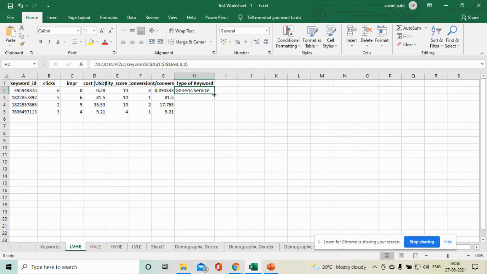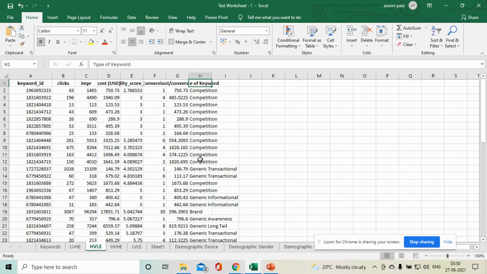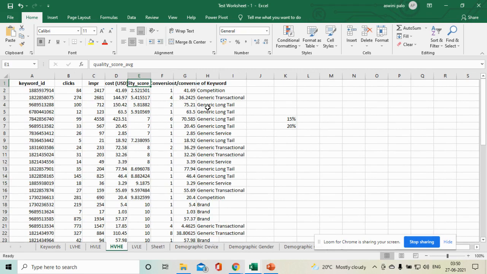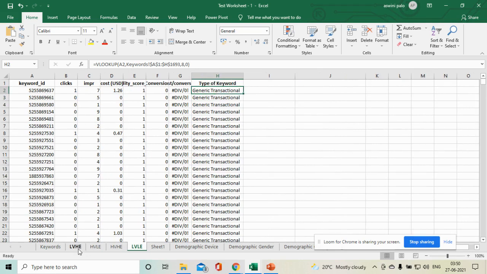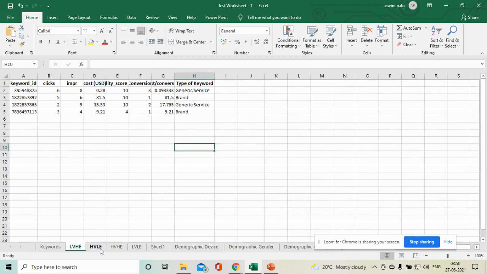Now we got this. So in the LVHE category of keywords, we came to know that two keywords belong to generic service and two keywords belong to the category of brand. Similarly, we are going to implement it for the rest. I have already implemented VLOOKUP for each of these segments, and you can see here the type of keyword in this part. So now we know to which category these keywords belong.